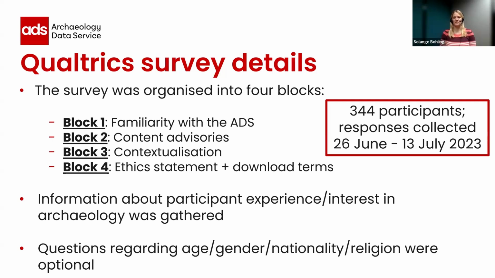Optional text responses were allowed for many of the questions, allowing participants to elaborate on their answers. The anonymous link to the Qualtrics survey was disseminated through social media, mailing lists, and personal requests, and responses were collected between the 26th of June and 13th of July, 2023. The 344 participants who completed more than 50% of the survey were included in the final dataset.